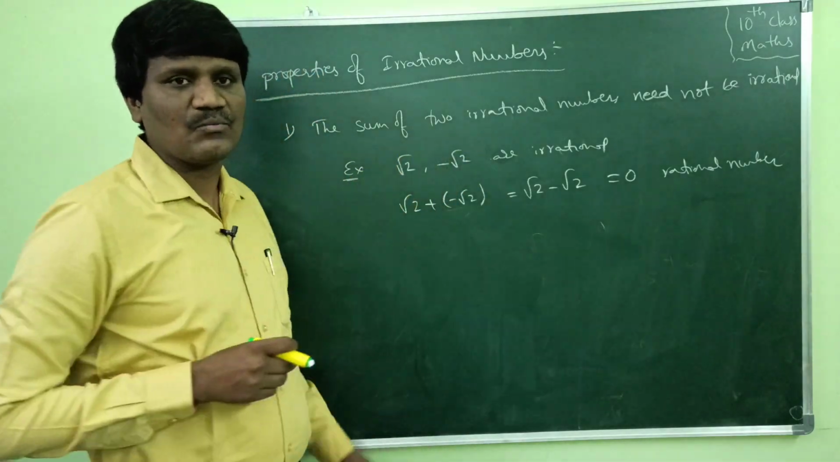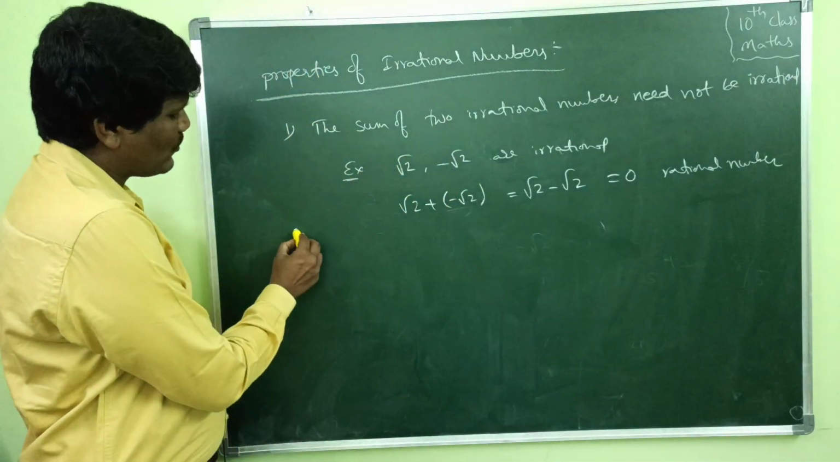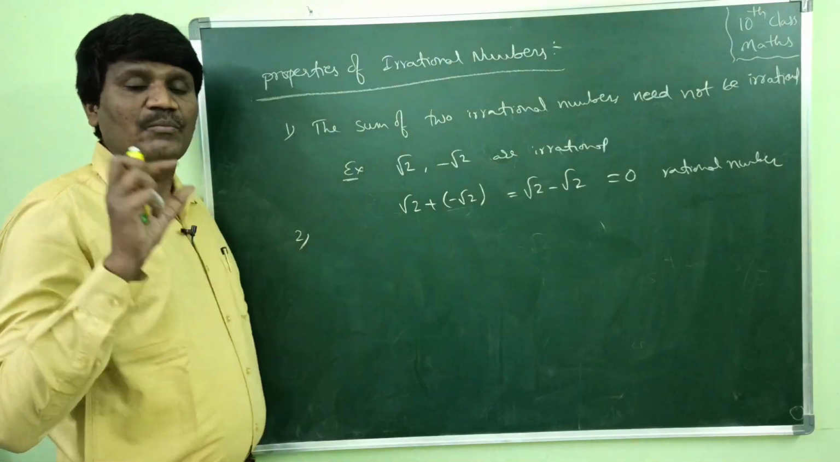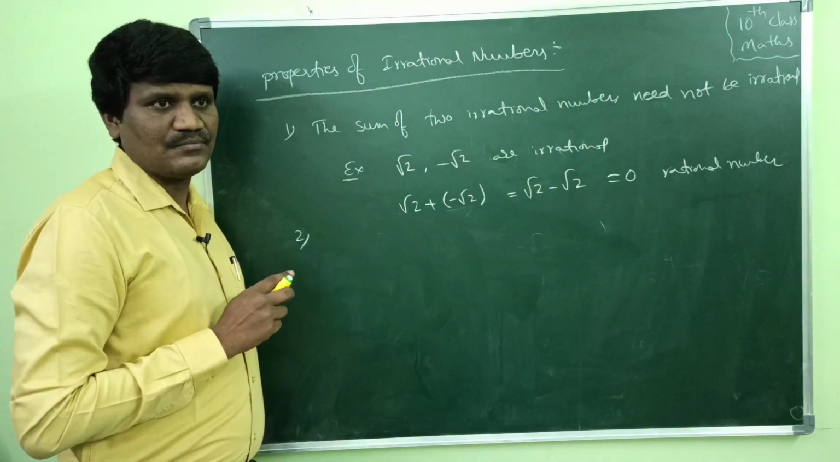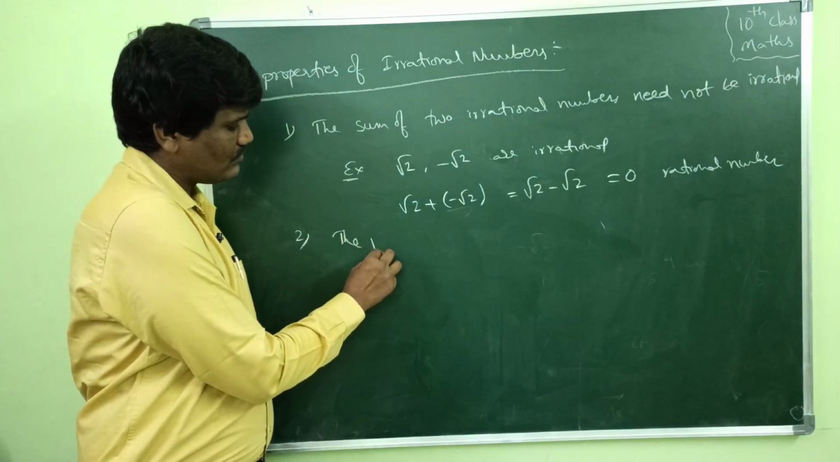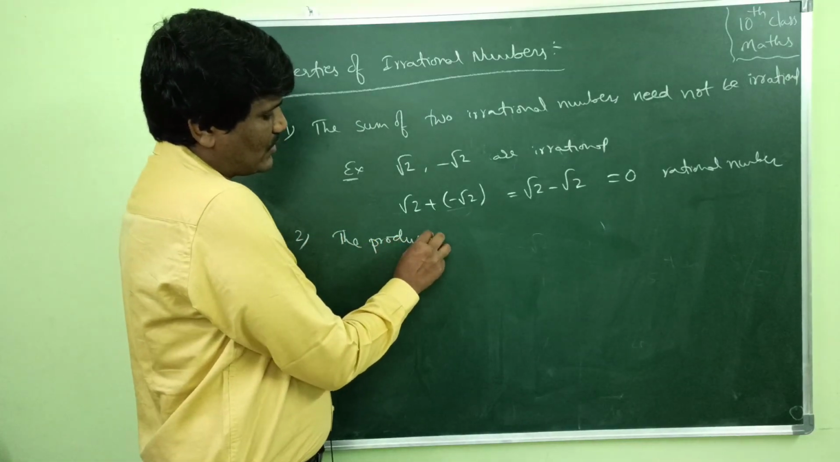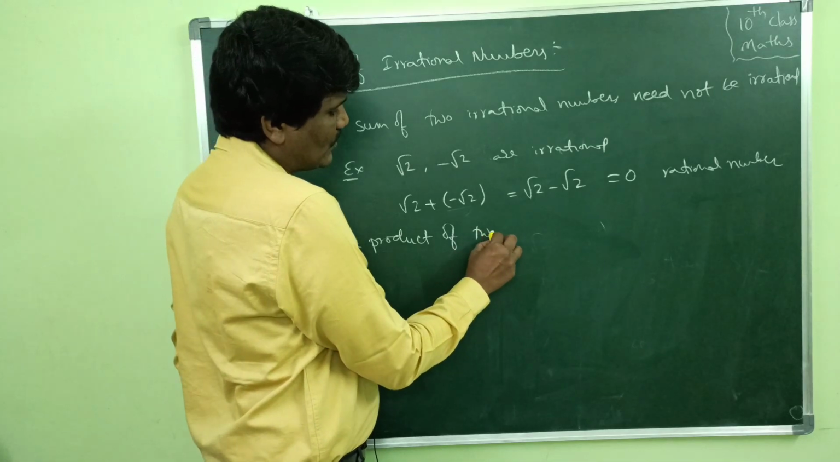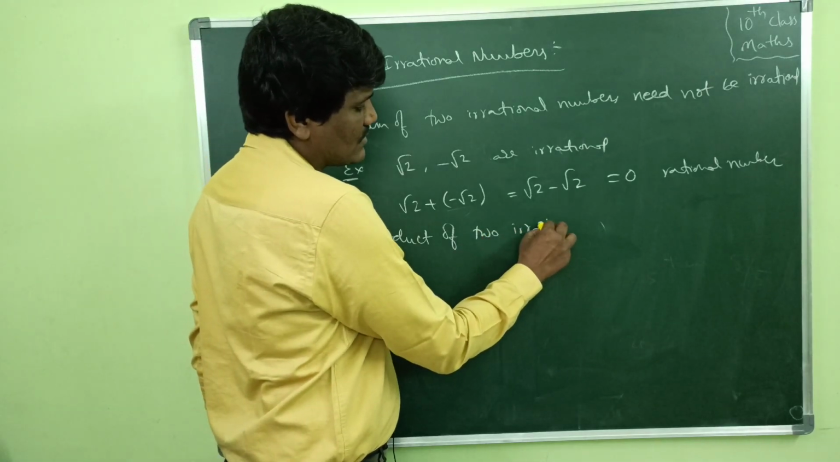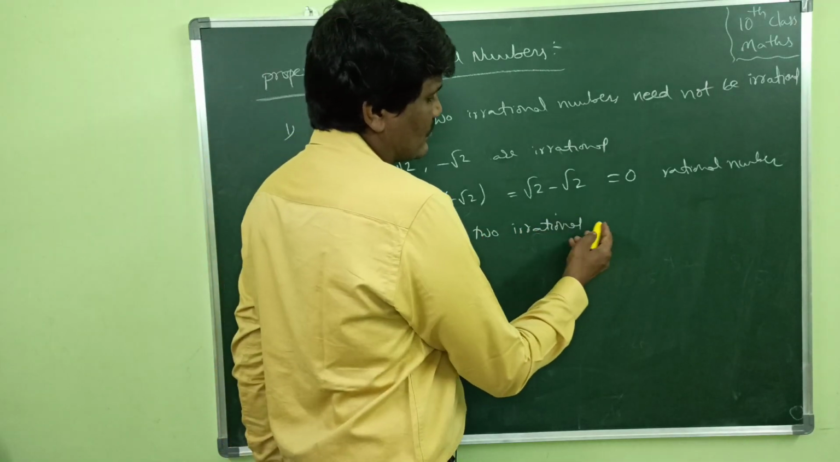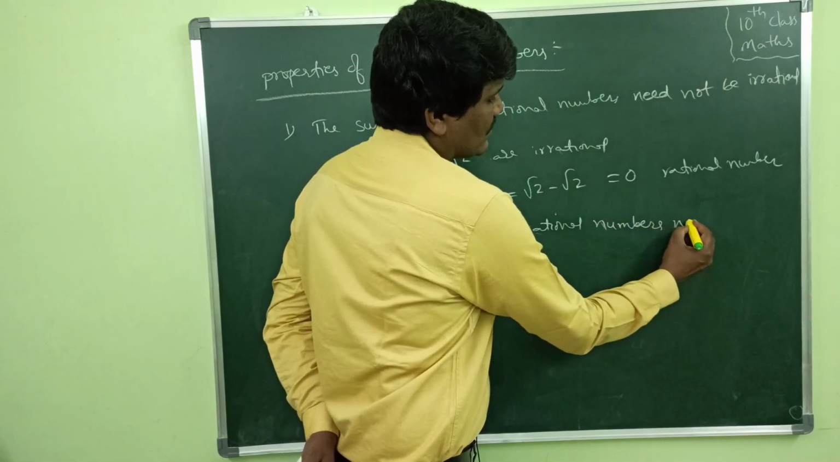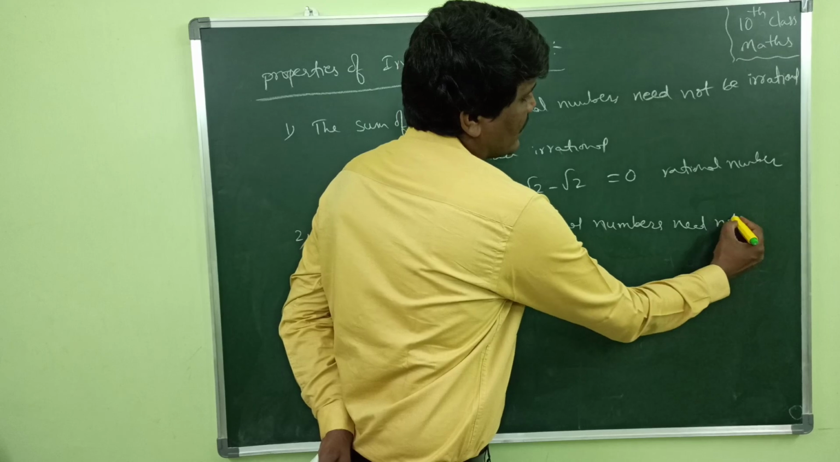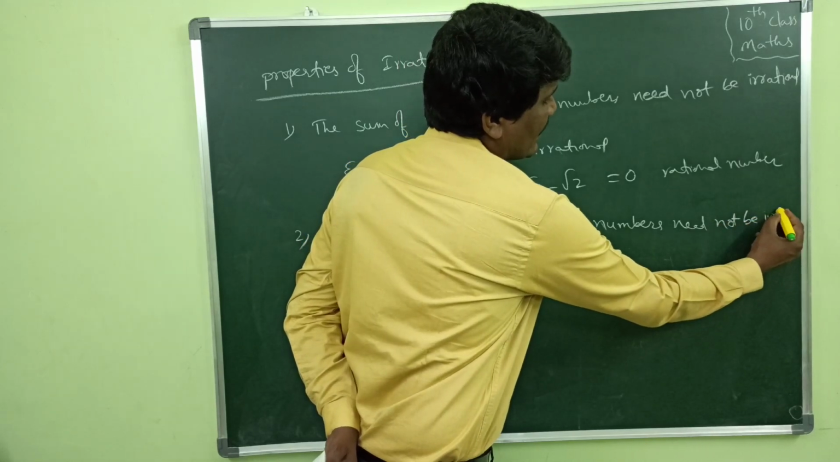Same way, the product of two irrational numbers also need not be irrational. The product of two irrational numbers need not be irrational.